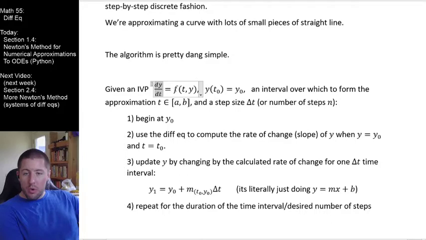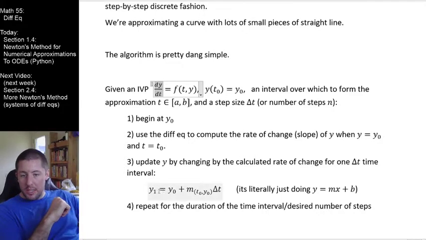We can then use this differential equation f of t, y to compute the rate of change. And think slope here because we're literally doing linear motion always. This is just lots of straight lines that are being tacked onto each other right here. We want to find the rate of change of y when y is at that initial y value and when t is at the initial time value for step 1. Then let's update y by moving in that rate of change direction for that amount of time.